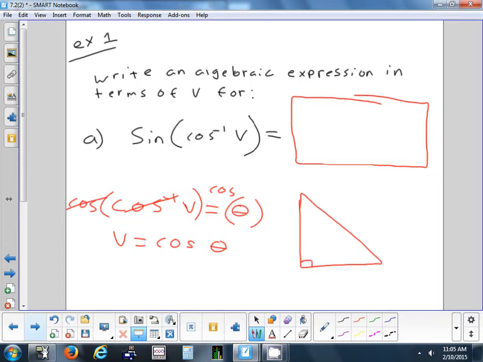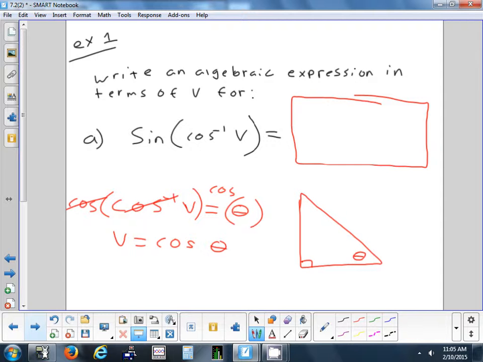Put theta wherever you want. I'll put it at the bottom. And I want the cosine of this angle to come out to v. So first of all, we have to remember what two sides are in the definition of cosine. Your choices are opposite, adjacent, and hypotenuse.